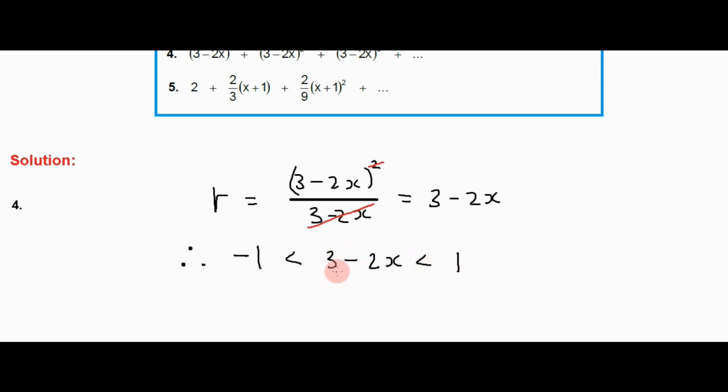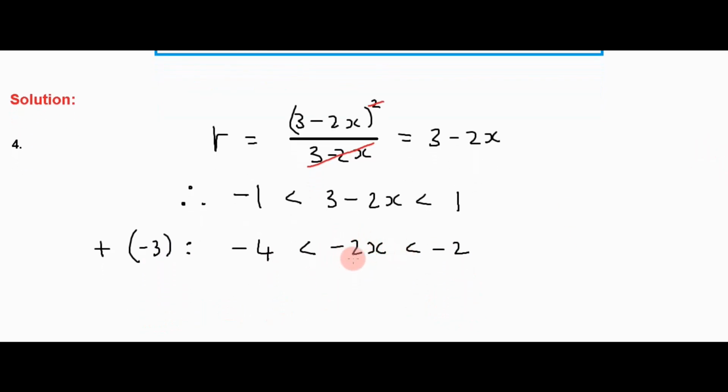We can first get rid of the 3 here by adding -3 through. In other words, by subtracting 3. So -1 minus 3 is -4. Here 3 cancels with a negative 3. And we're left with negative 2x. Then 1 minus 3, of course, is negative 2. Now we want to get rid of the negative 2 here. Since we are multiplying x by negative 2, we can divide by negative 2.